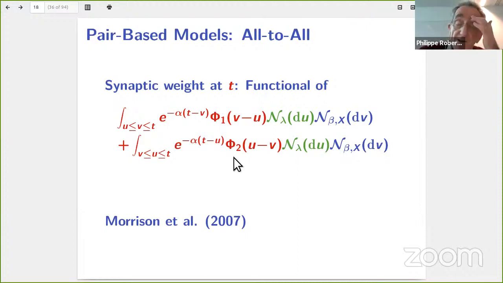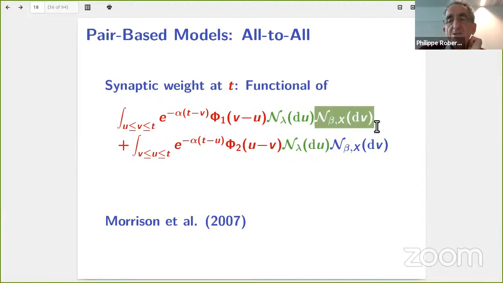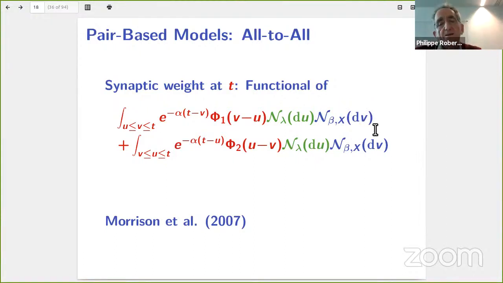So very quickly, you have to handle this kind of functionals. This was mentioned by physicist Morrison and others in 2007. And in fact, when we deal with this mathematical model, we just have to analyze these double integrals. And of course, the difficult part is the postsynaptic, which are not so easy to handle. Okay, I will come back to that.